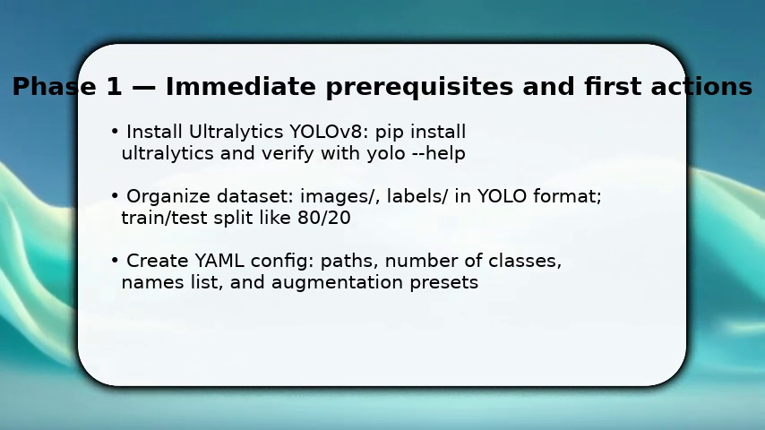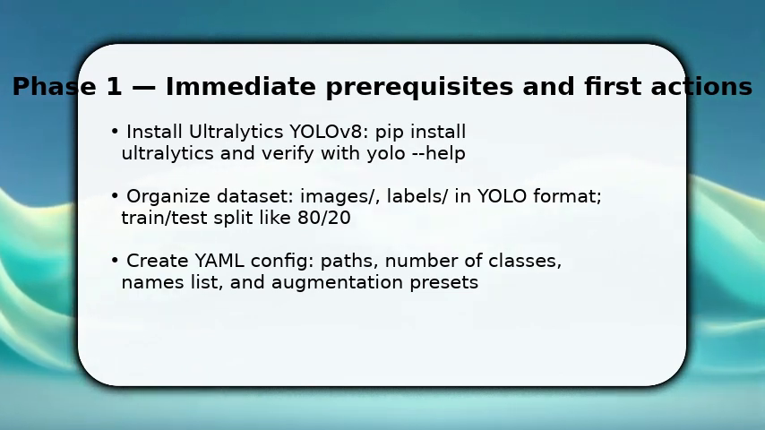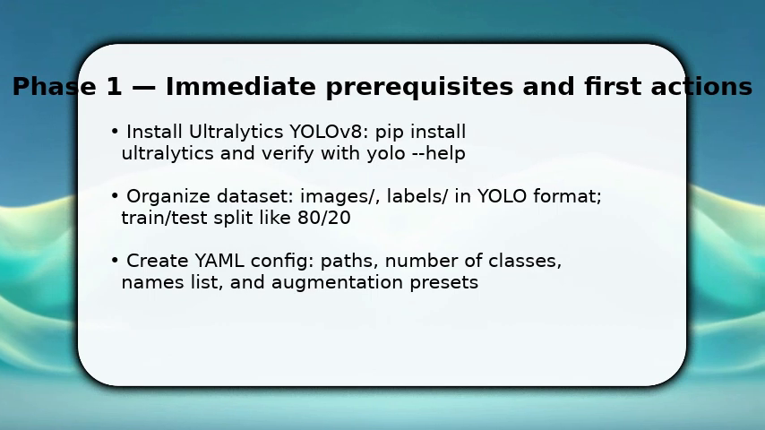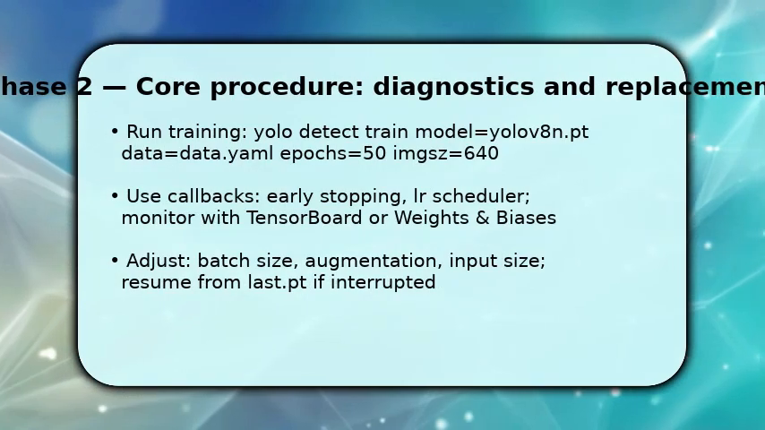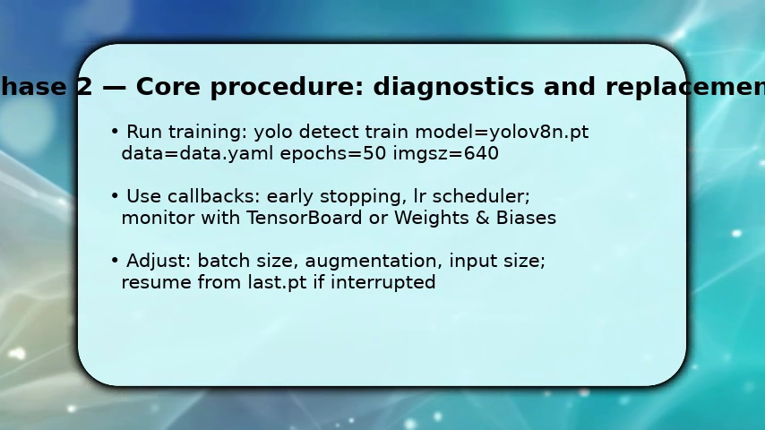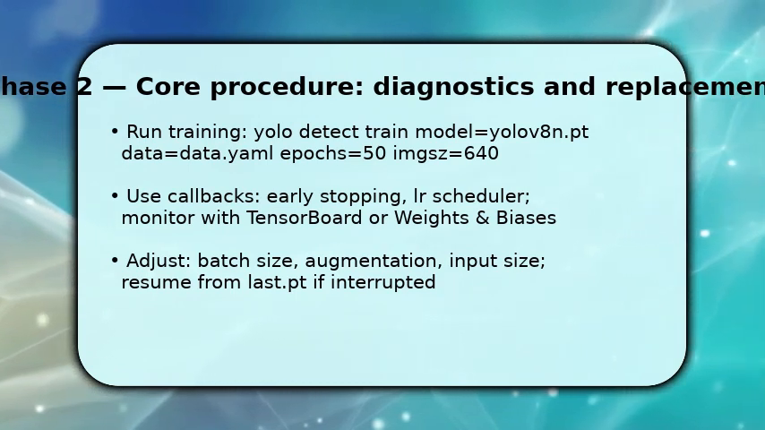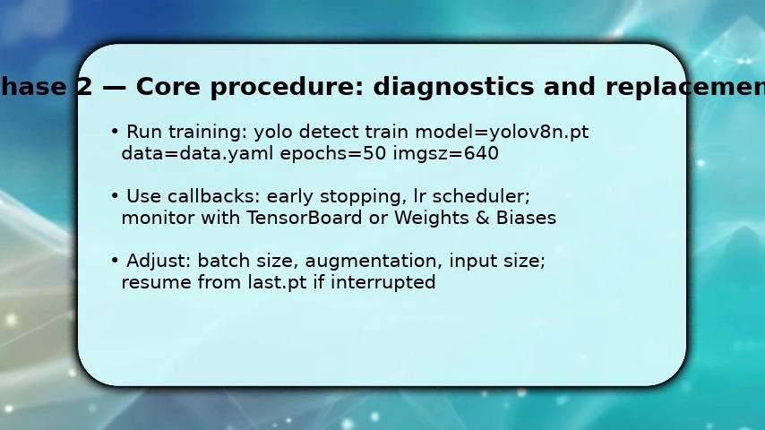You kick off training with the yolo detect train command and explicit parameters. This starts checkpointing to runs/train. Monitor loss curves and mAP in real time using TensorBoard or Weights and Biases to catch problems early.